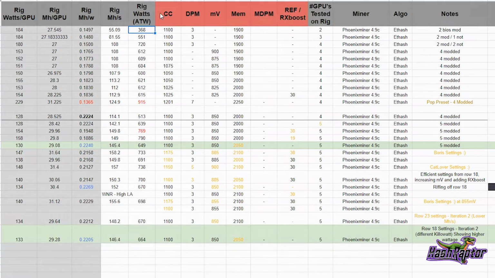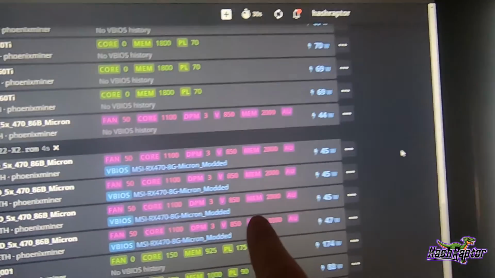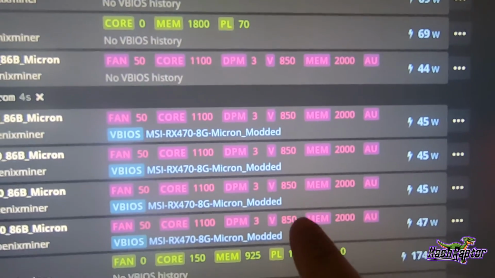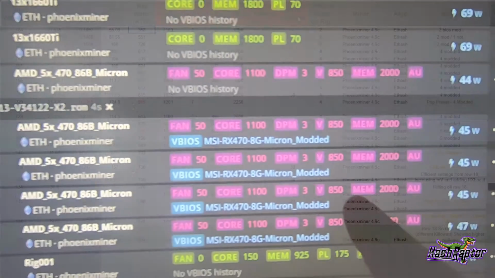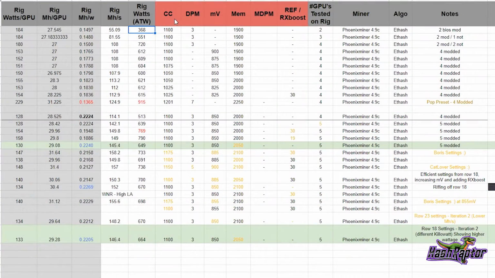These are the switches that I can flip in Hive OS. And I don't completely understand all of this. I've had some folks in Discord explain some of it to me. So for example, DPM, I sort of have my head wrapped around this. MDPM and the REF or RX boost. I think I've got this down, but the MDPM, I think that a lot of people don't use this, but I have found some recommended settings where it is used.